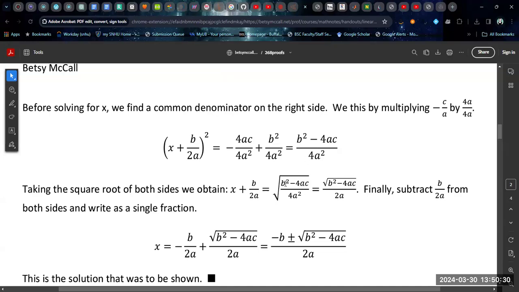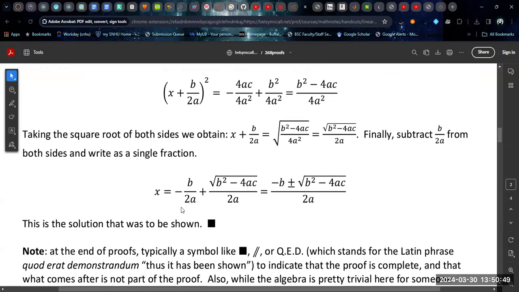Now, the square root of the top is not going to simplify very much, but the denominator is a perfect square. The square root of 4 is 2, and the square root of a squared is a. So that gets me this. And then finally, I can subtract the b over 2a to the other side. And then if I rewrite this with a common denominator of 2a, I get my quadratic form. And so this is the solution that was to be shown.